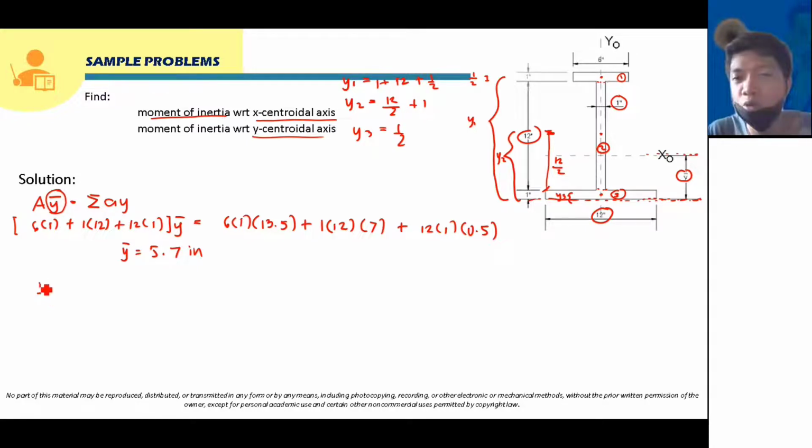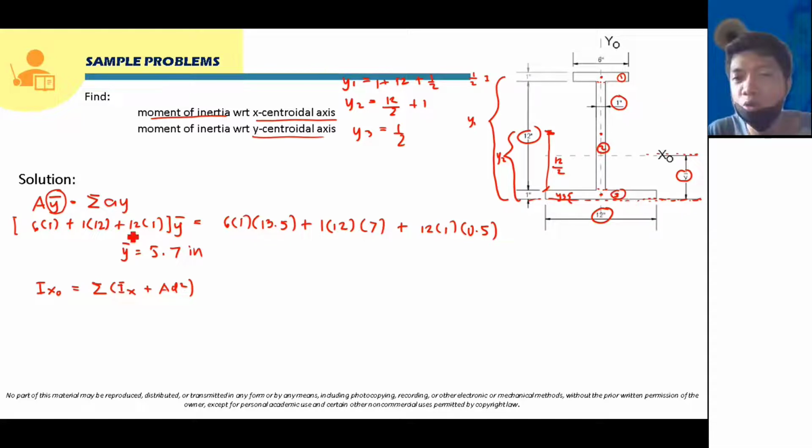For the moment of inertia with respect to the x centroidal axis, we write this. This is a composite figure, so we have to sum up all the moments of inertia of each area. If we need to add a transfer term here, we have to add it. In this case, I think we have to apply the transfer term for the three areas that we have here.